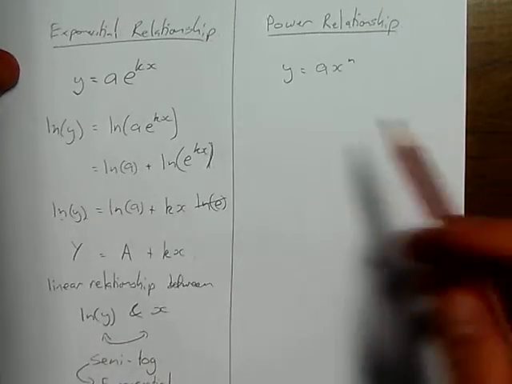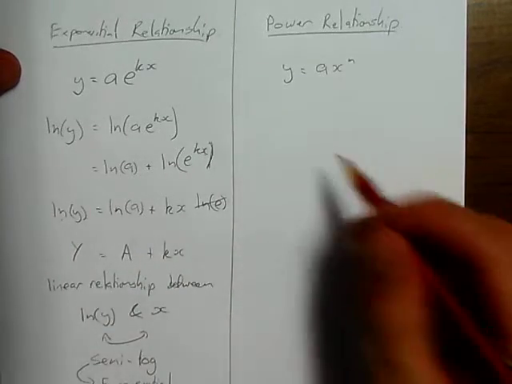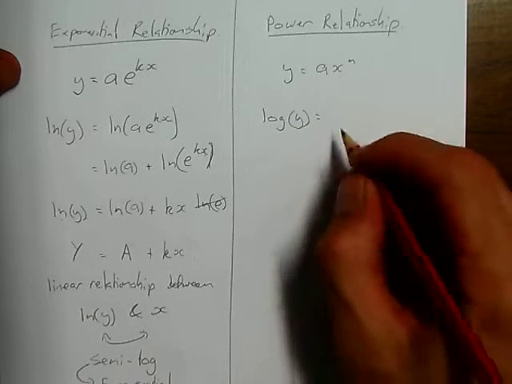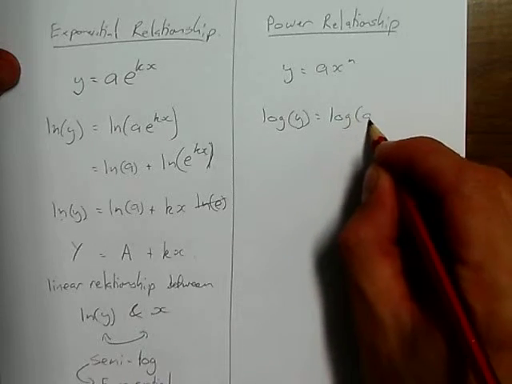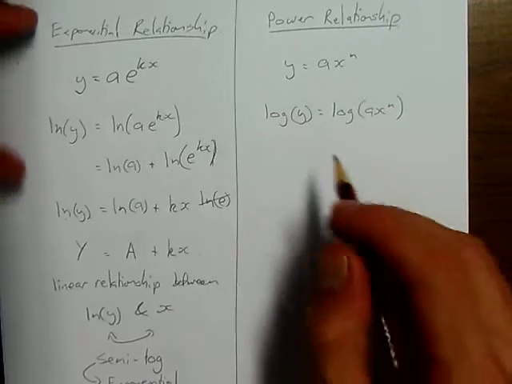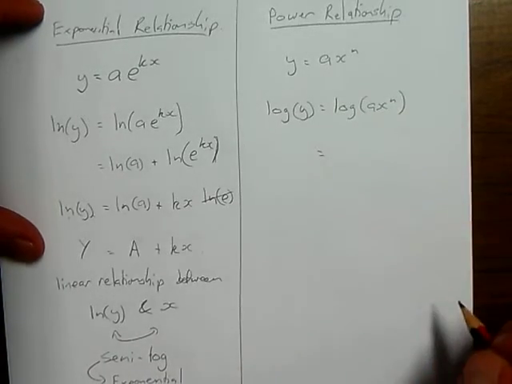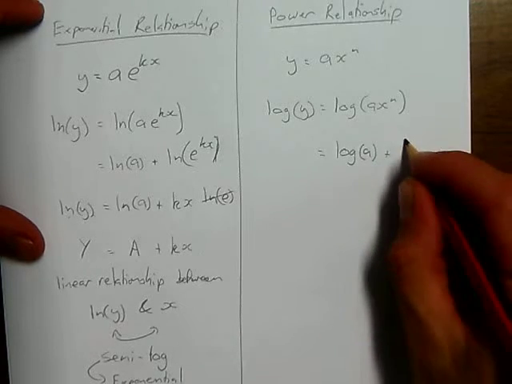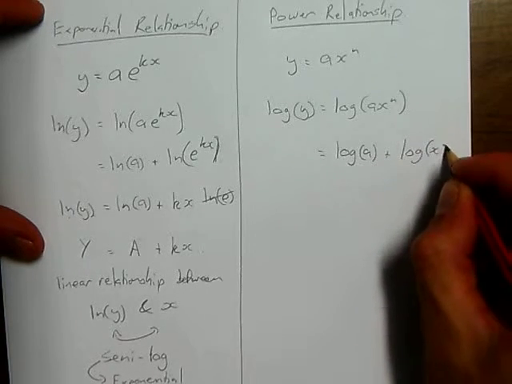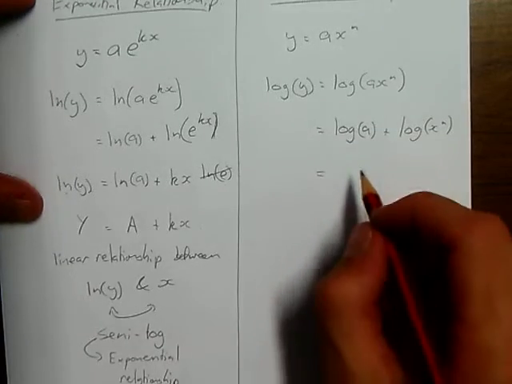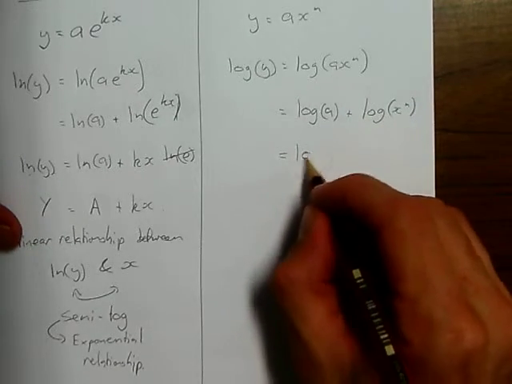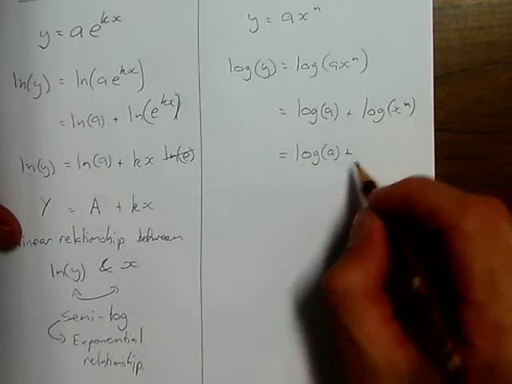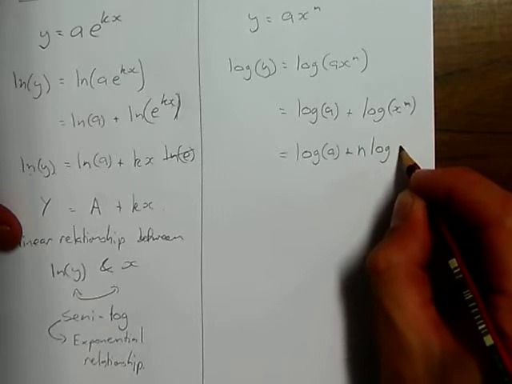I'm going to do the same sort of thing. I'm going to log both sides. So I'm going to go log y and I'm going to do log ax to the n. Now again, I'm going to break this up. Log a plus log x to the n, which is log a plus, now with my power log law, I'm going to bring the n down the front, so I have n log x.